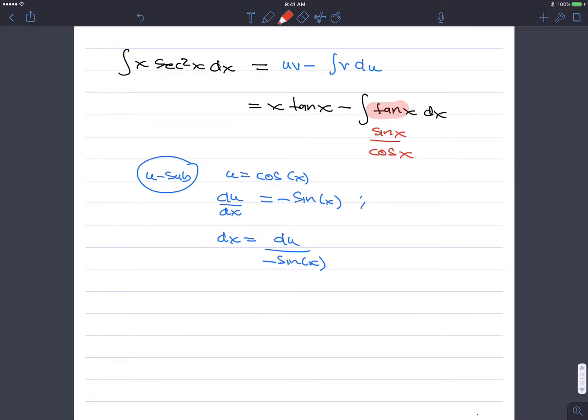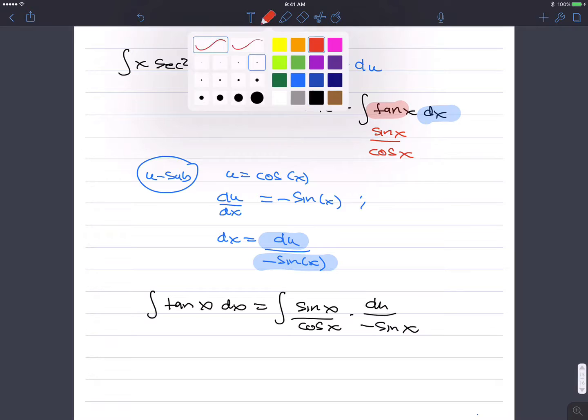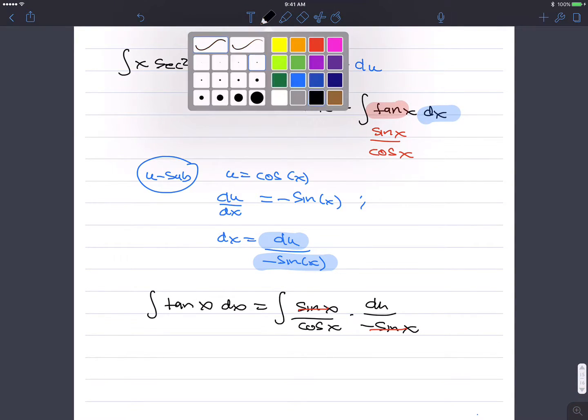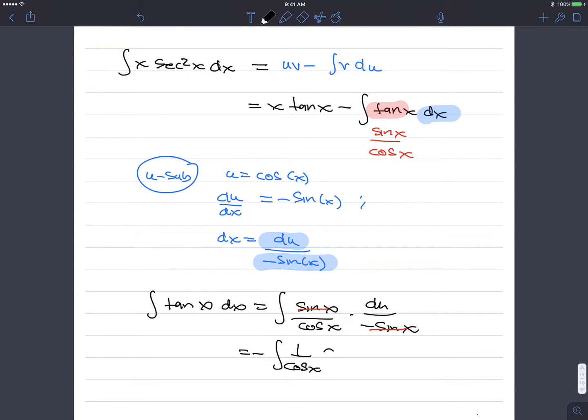So I'm going to replace this dx with du over minus sine x. Let's see what we end up getting as an integral. The integral of tangent x dx will be the integral of sine over cosine times du over minus sine. Notice again what happens. Your signs will cancel. So you have this negative integral 1 over cosine x du. And don't forget now that this is negative 1 over u du, minus natural log absolute value u plus your constant c.